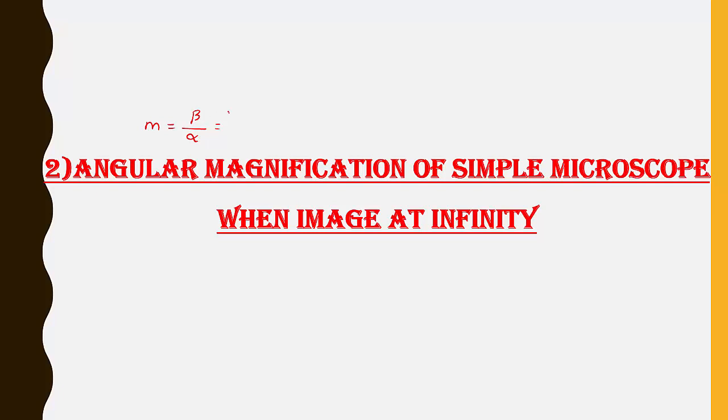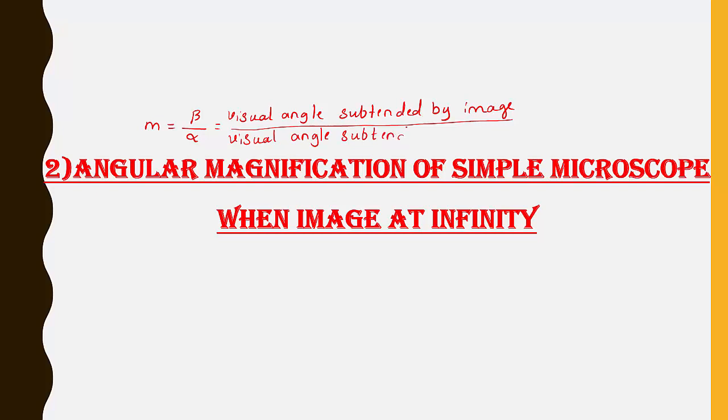that is beta. See here, beta means the visual angle subtended by the image, and this image is formed by the instrument at the eye, divided by alpha, which indicates the visual angle subtended by the object at the unaided eye, that means without using any instrument. M equal to beta divided by alpha gives the ability or capacity of the optical instrument, how much it can magnify small objects.